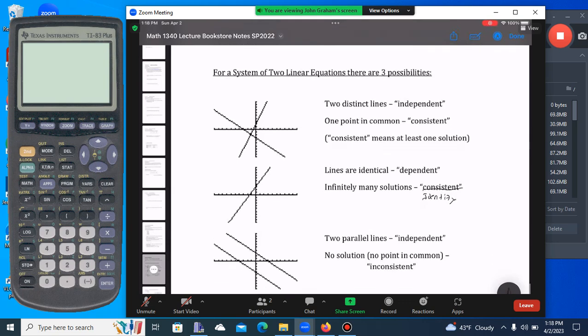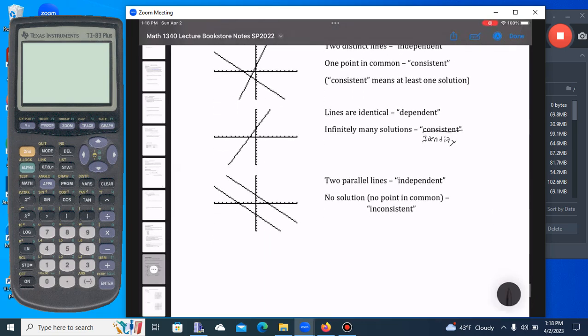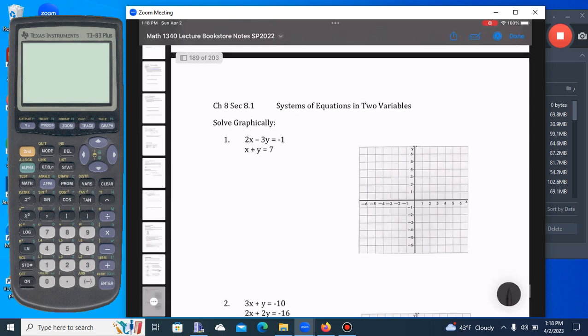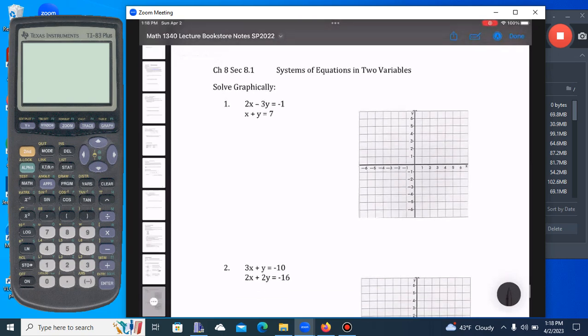And then the third one, this is if you have two parallel lines, you actually have no solution. They will never intersect. We call this inconsistent. So we're going to look at different ways of solving these, and we're going to start out with linear equations.